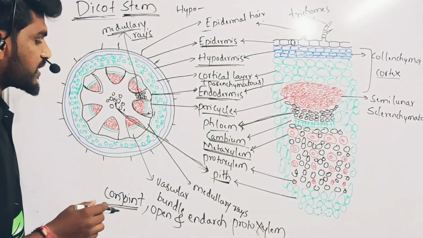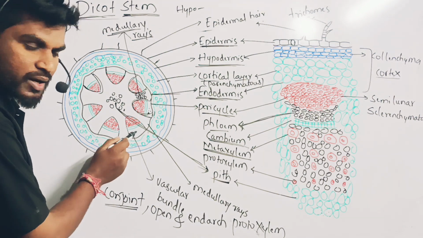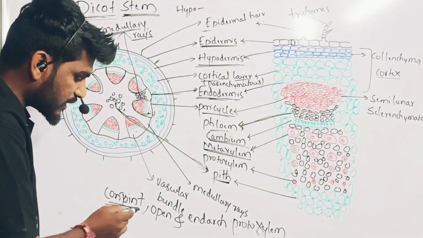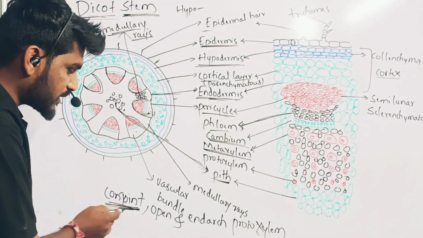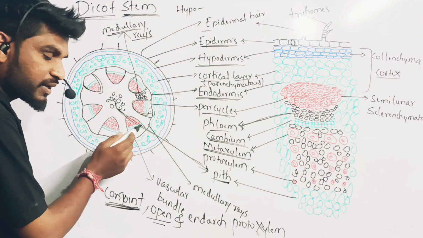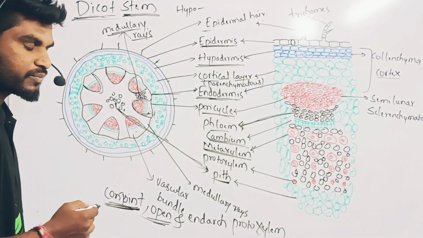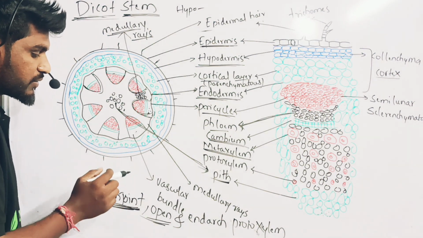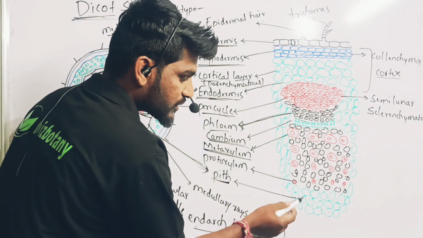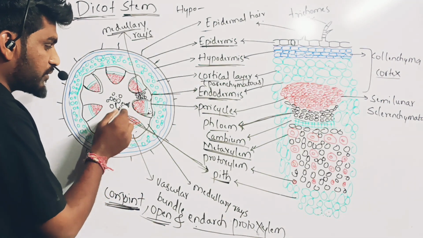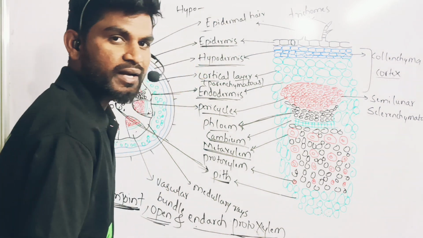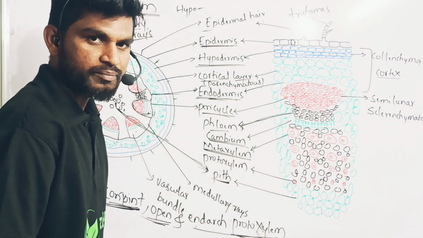Conjoint means what? Conjoint means xylem and phloem are present together. If xylem and phloem are present together, we call it conjoint. Vascular bundles are conjoint. Open means in between the xylem and phloem, if we have a cambium layer, we call it open type. Open type vascular bundles with an endarch protoxylem. Endarch means protoxylems are present towards the center. This protoxylem layer will be present towards the center. Such an arrangement of xylem we call an endarch type of protoxylem.